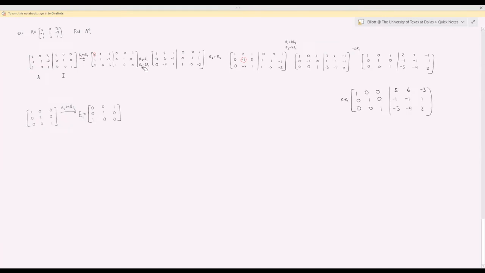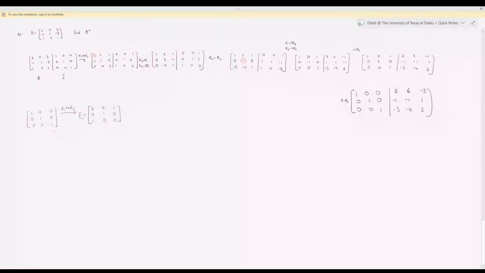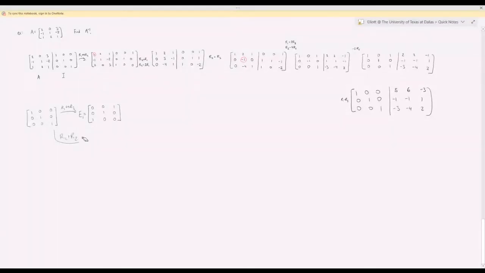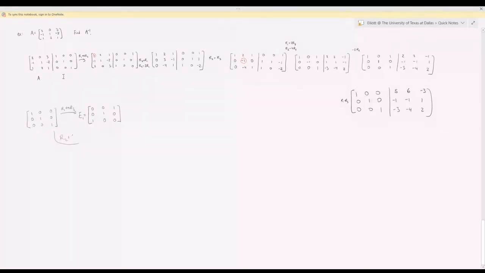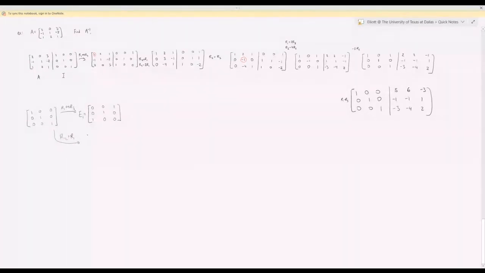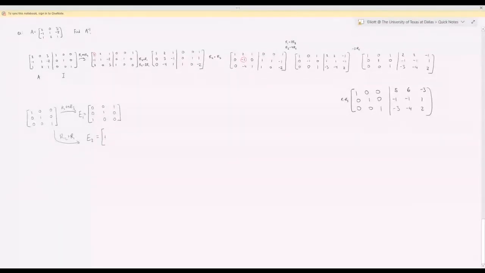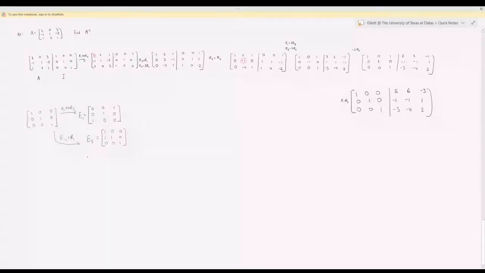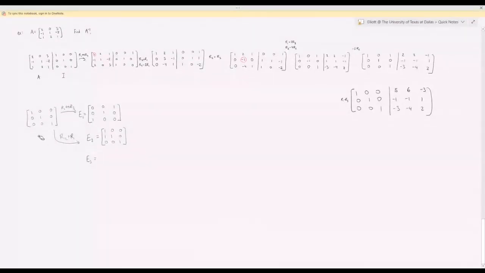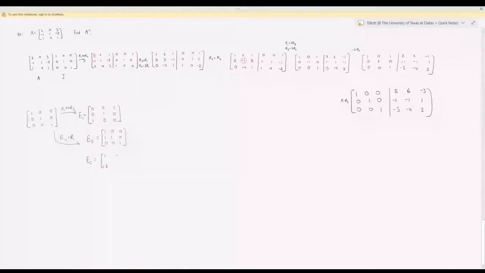And next, we performed these two row operations. So if you add row 1 to row 2, that's going to give us a second elementary matrix. It's going to give us a 1 in the 2, 1 position. Row 3 minus 2 row 1, if you perform that on the identity, it gives you a negative 2 in the 3, 1 position.